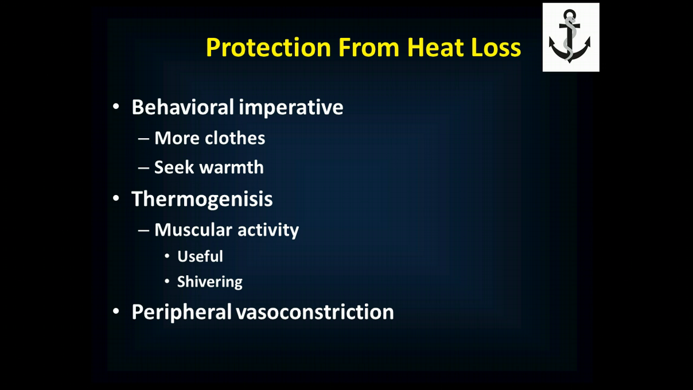And we do that through 2 ways. The first is a behavioral imperative. When you feel cold and want to put on another sweater or go somewhere warm, that's not just a conscious decision. That's a preconscious behavioral imperative to warm up, and it gets translated to a conscious decision. So if you want to get warm, it's because your body wants you to get warm. We also can generate heat, thermogenesis, and we do that through muscular activity. And we can do that through useful muscular activity.